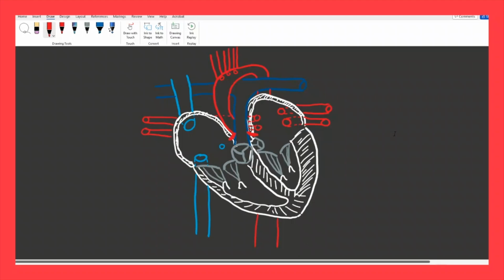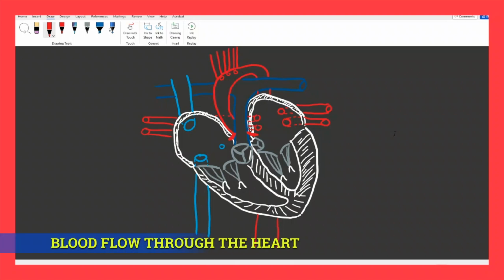What you are hopefully looking at right here is my artistic recreation of that very same open-faced heart that you see in most all textbooks. So let's call this little section blood flow through the heart.